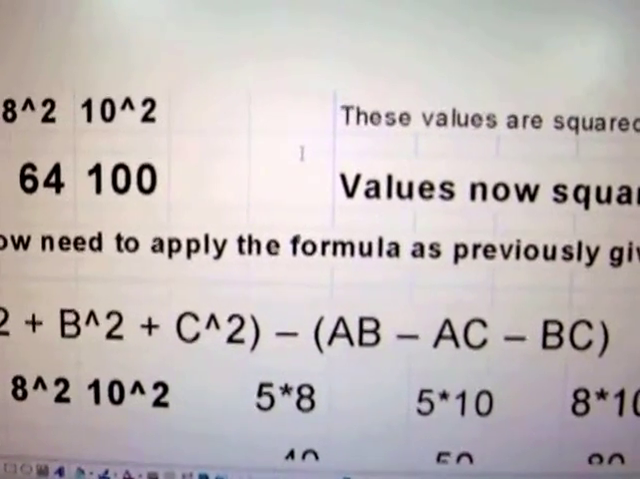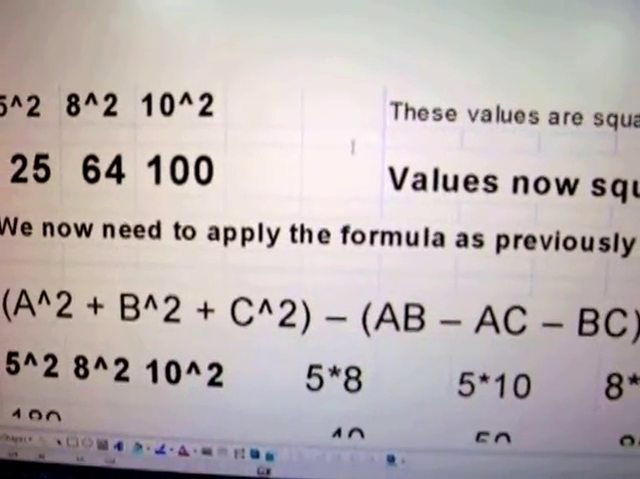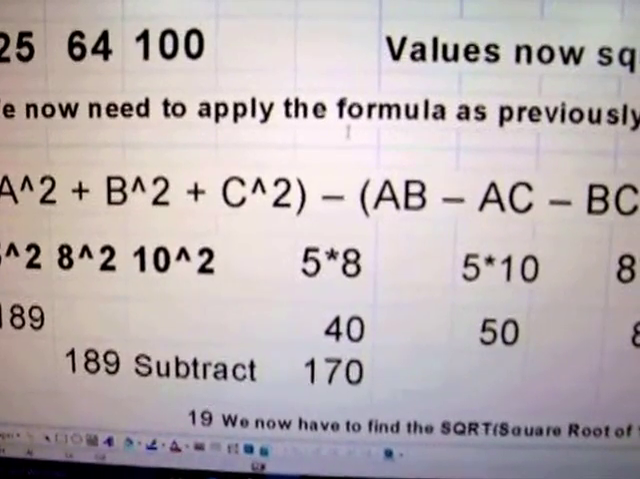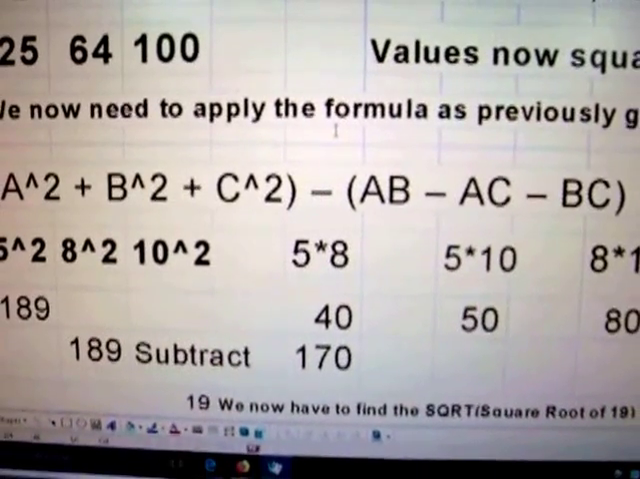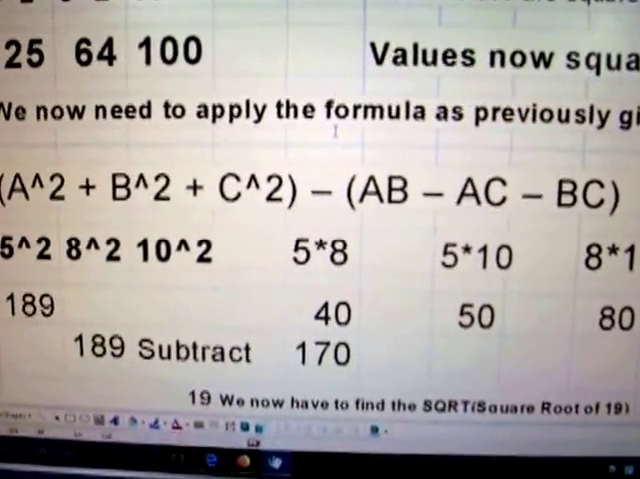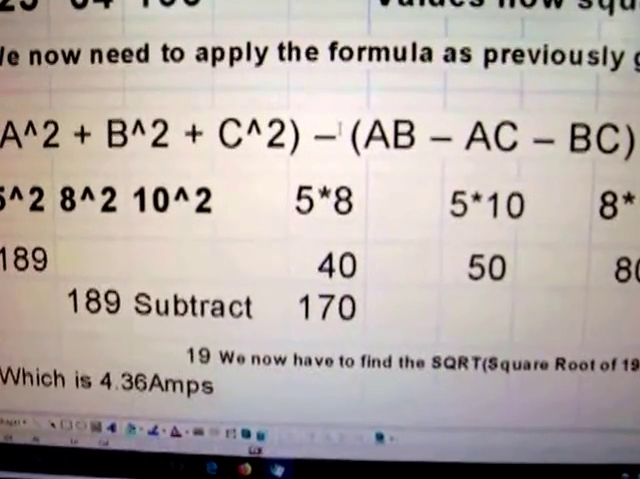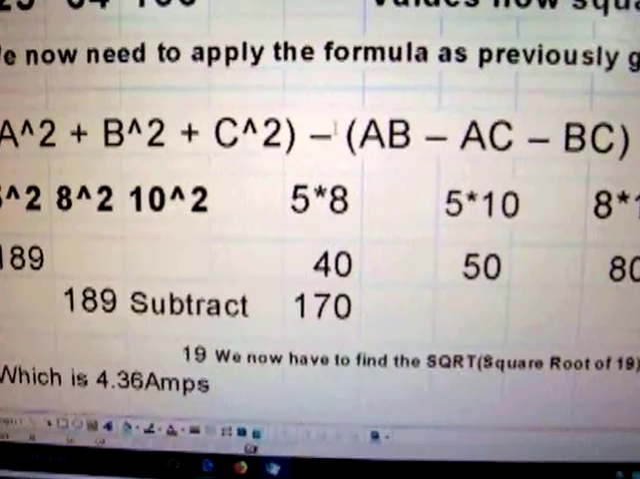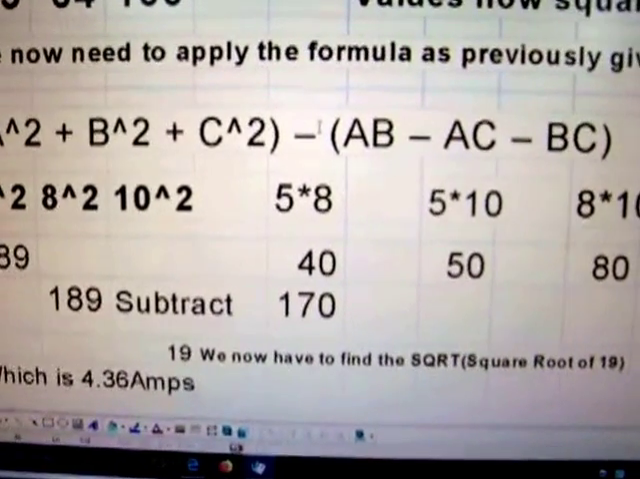Now we need to apply the formula as previously given. All I've done here is to repeat the A squared plus B squared plus C squared minus, etc. Taking those values into account, when you add 5 squared, 8 squared and 10 squared, it comes to 189.